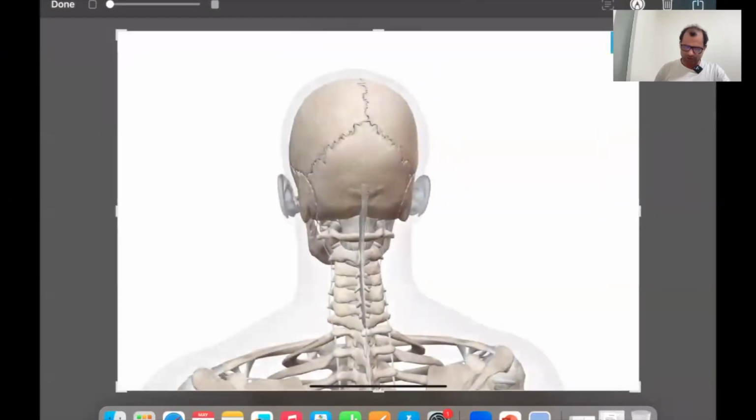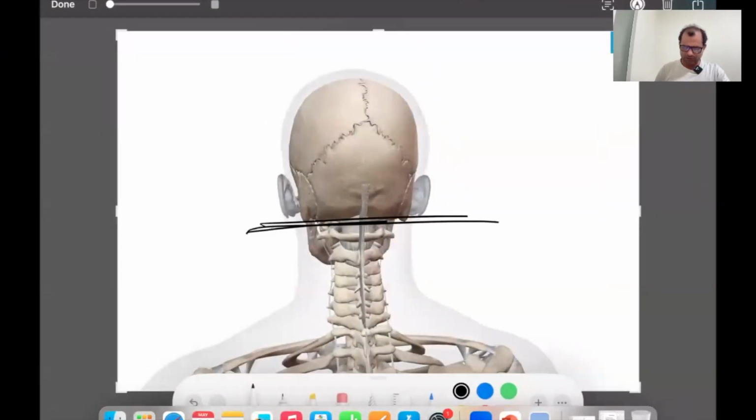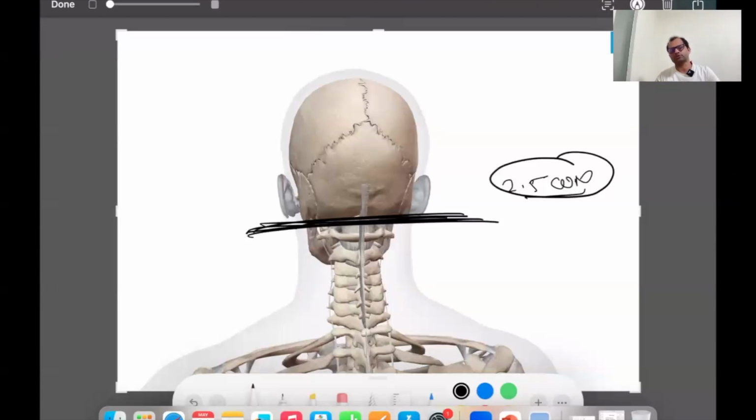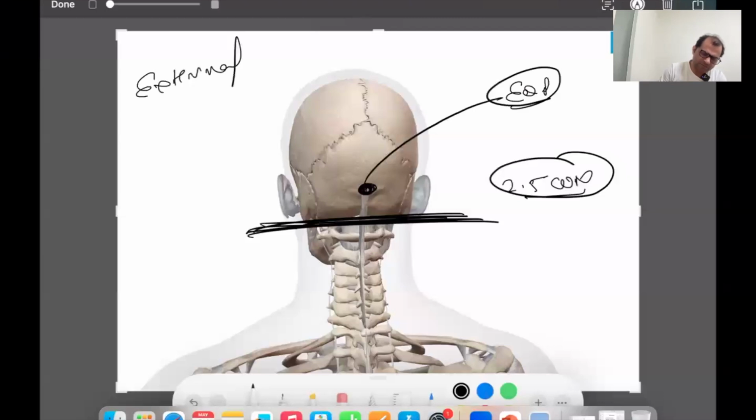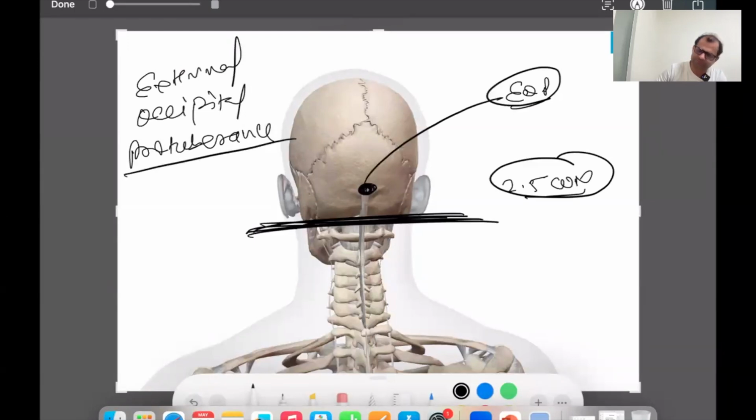So from the occipital area, if we are going 2.5 chun up, अगर हमारी हेयर लाइन से हम 2.5 चुन ऊपर जाते हैं, from the hair line we are going 2.5 chun up, we are getting one protruded part here, that is EOP, external occipital protuberance. External occipital protuberance.